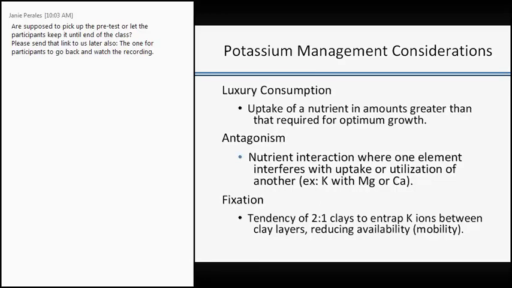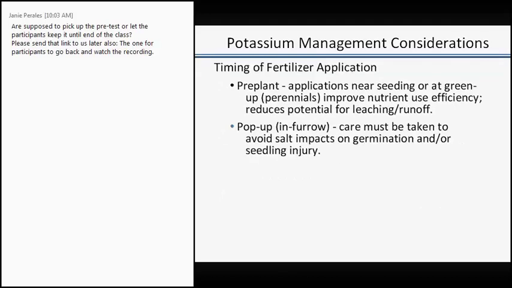The fixation: we can lose some potassium again with the 2-to-1 layer clays. This reduces the availability of the potassium, and it actually fixes it to the point where it's not going to be available to the plant until that particular 2-to-1 layer clay actually weathers. So it can be an irreversible fixation until that clay weathers to release that potassium. So how do we manage this from the standpoint of application? Well, pre-plant applications near seeding or at green up is the best. This improves its efficiency and reduces the potential for runoff and leaching.